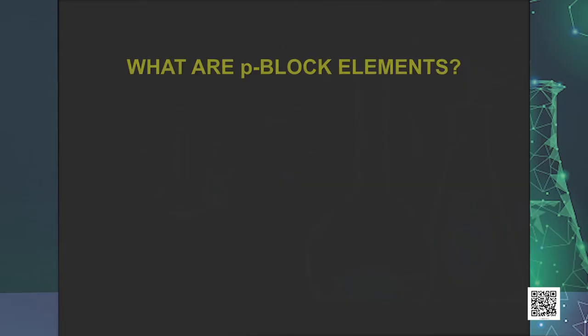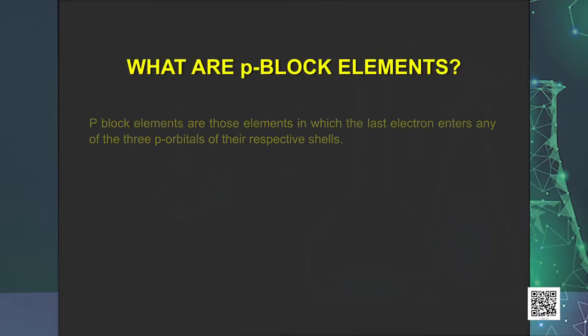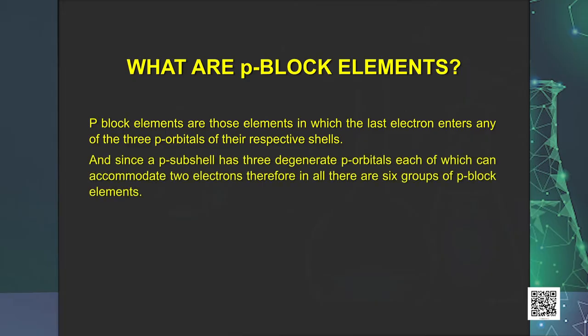So, the first question that arises is, what are p block elements? P block elements are those elements in which the last electron enters in any of the 3 p orbitals of their respective shells, and since a p subshell has 3 degenerate p orbitals, each of which can accommodate 2 electrons, therefore there are 6 groups of p block elements. The 6 groups of p block elements are numbered from 13 to 18.